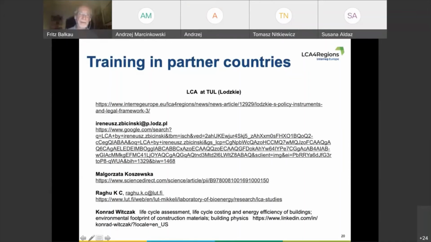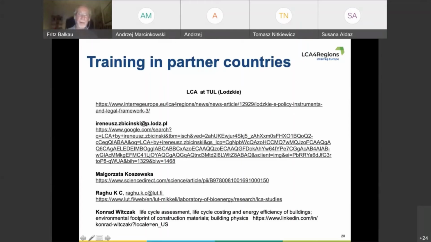Just to give you some sense of how the 7 partner regions have been applying life cycle methodologies, both assessment and management. This is just an extract from part of the news service of the project. The list is much longer than this, but this is how some of these regions have been applying life cycle methodologies: carbon footprints, LCA, resource efficiency, green public procurement, and other methodologies. The list is quite long, and it's really encouraging to see such a widespread application of life cycle methodologies among the partner regions.